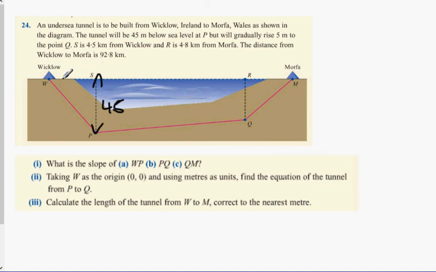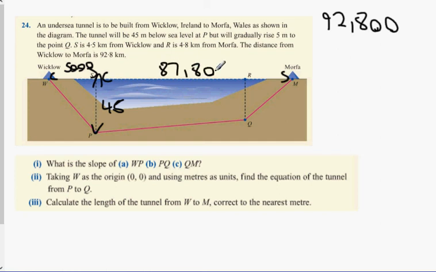Okay, lads, shh. I'm going to convert everything into metres. This is 5,000 metres away from Wicklow. Point S is, okay? The distance from Wicklow to Marfa is 92,800. I'm going to take away my 5,000. This means that from here to here is going to be 87,800.